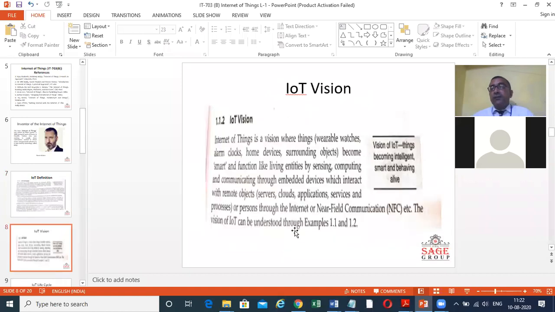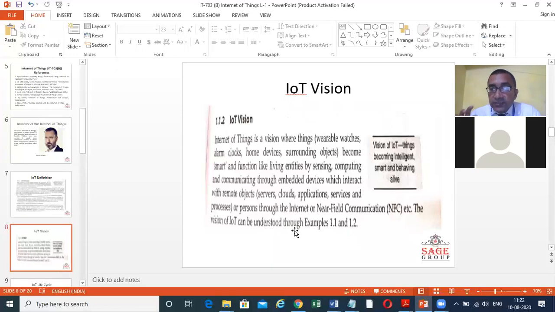Now, what is the vision? IoT also has a vision. What is the vision of the IoT? The Internet of Things is a vision where things, for example wearable watches, alarm clocks, home devices, and surrounding objects, are all the things.